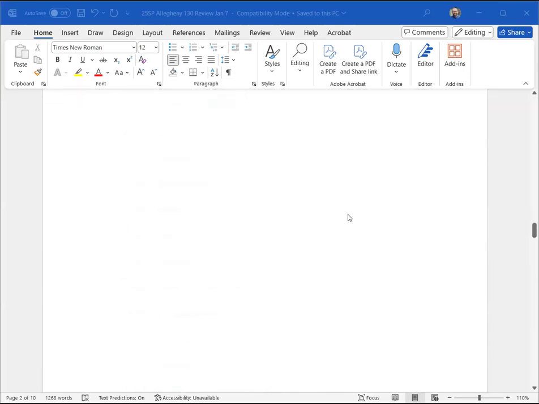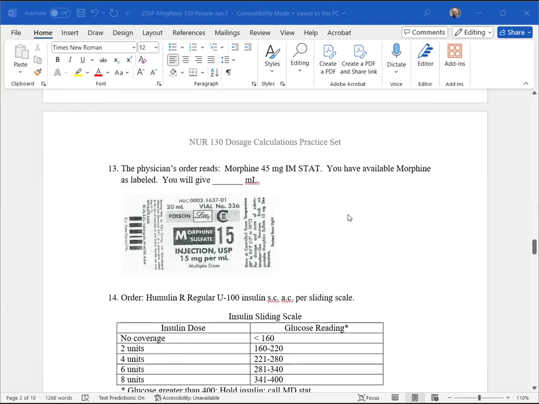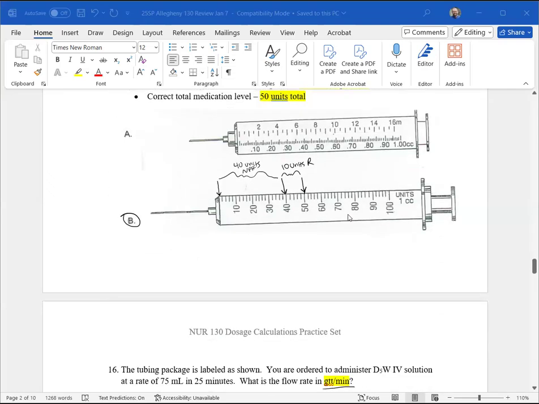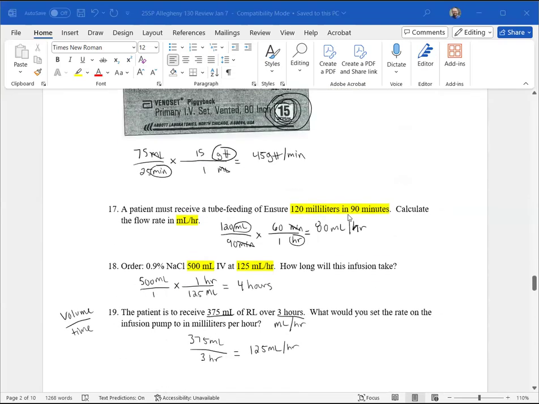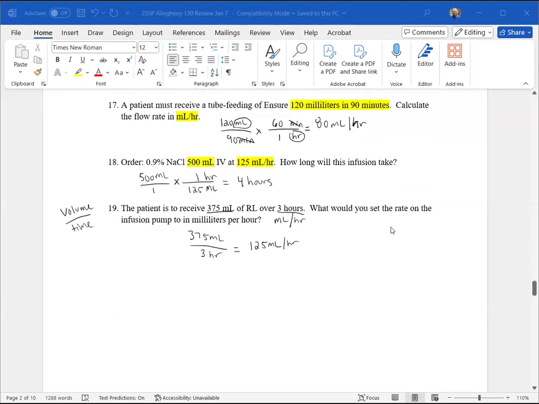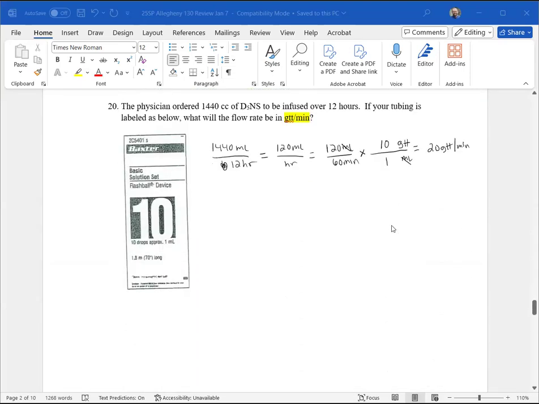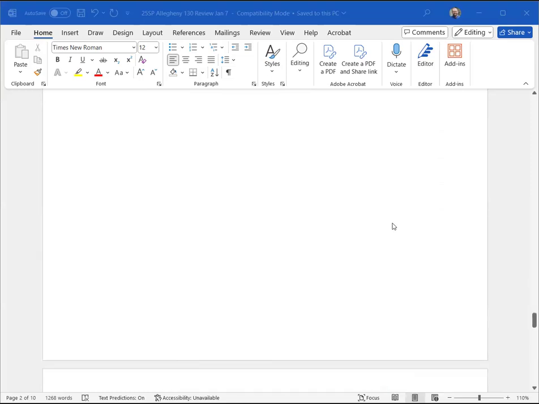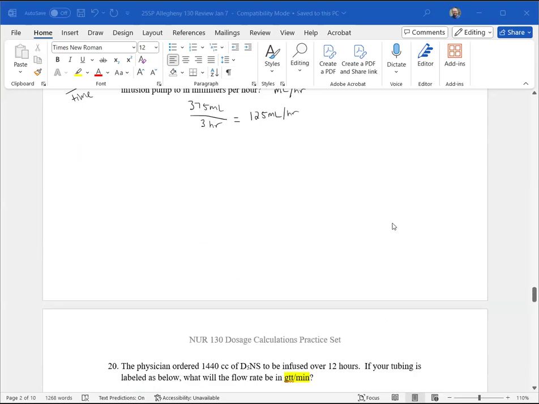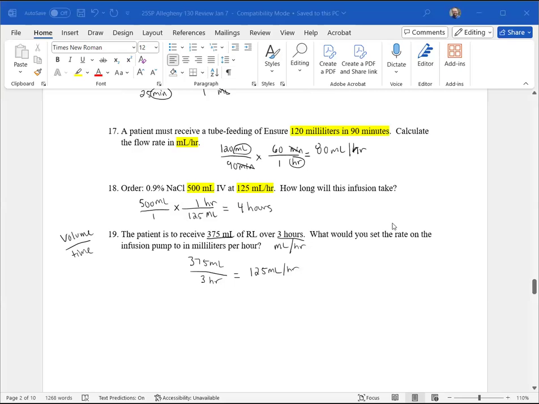But the first thing I'll mention is that the things that are new for you this semester are what I'm scrolling to right now, which are these flow rate type questions. And what's new about flow rates is that this is not the ordered over available type of math that you are used to doing and what you did in 110.